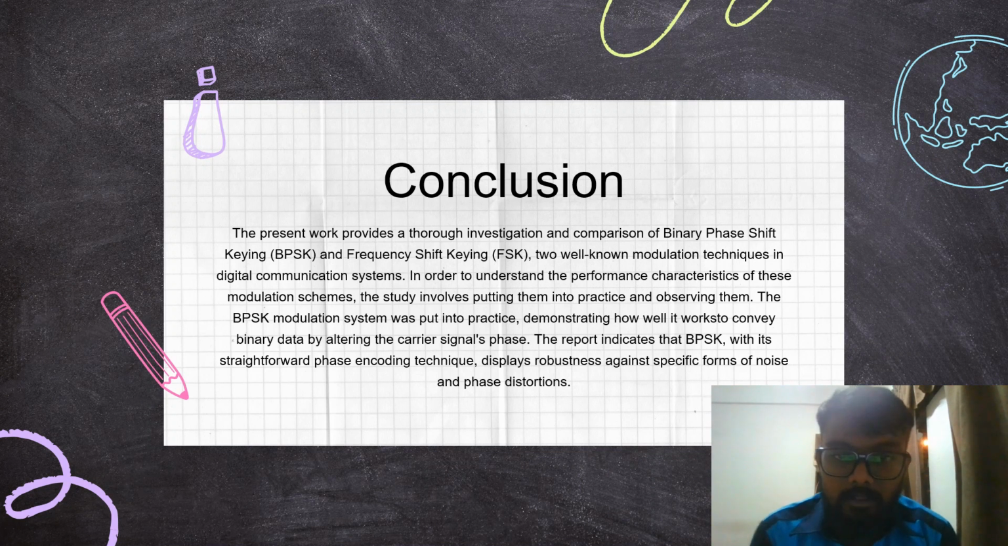In conclusion, the present work provides a thorough investigation and comparison of binary phase shift keying and frequency shift keying, two well-known modulation techniques in digital communication systems. In order to understand the performance characteristics of these modulation schemes, the study involves putting them into practice and observing them. The BPSK modulation system was put into practice, demonstrating how well it works, conveying binary data by altering the carrier signal phase. The report indicates that BPSK, with its straightforward phase encoding technique, displays robustness against specific forms of noise and phase distortion.